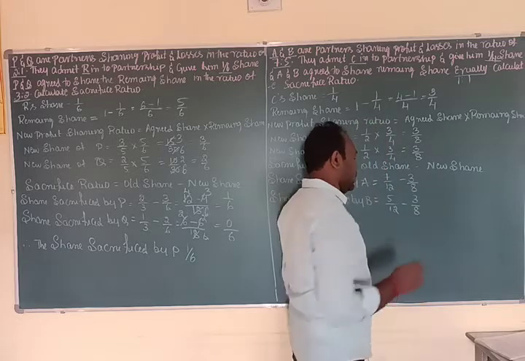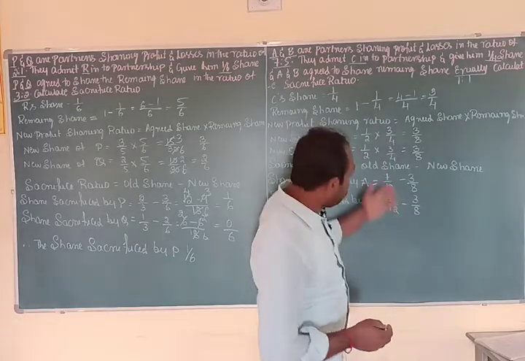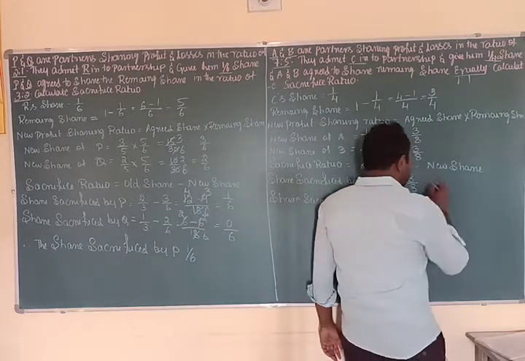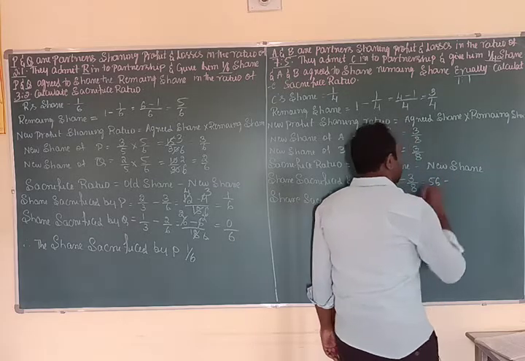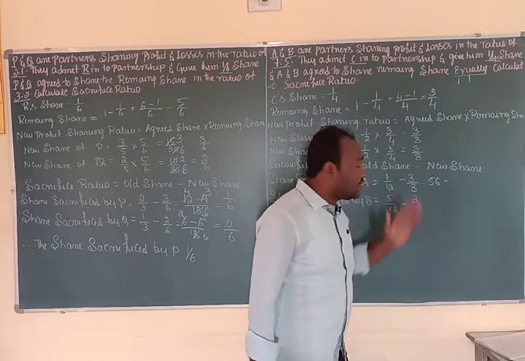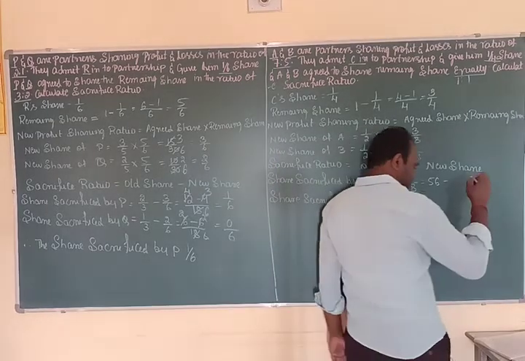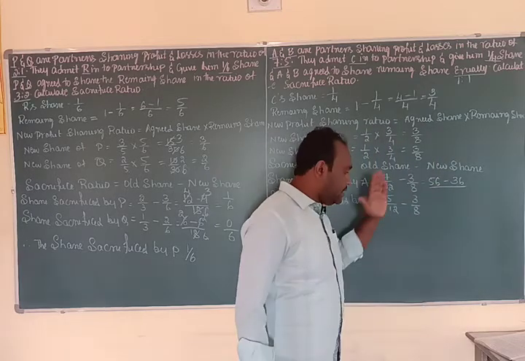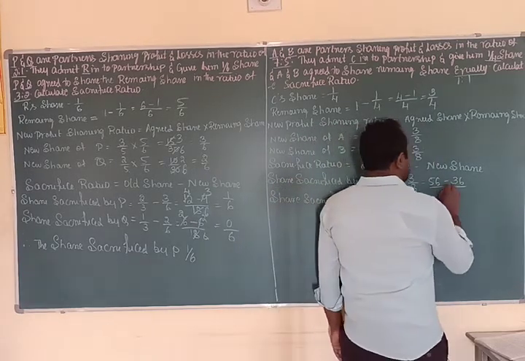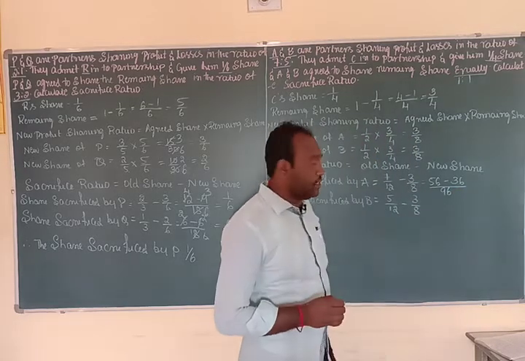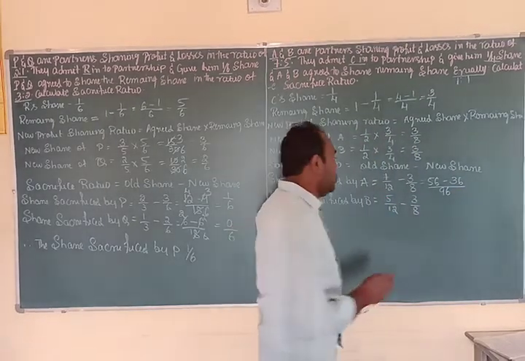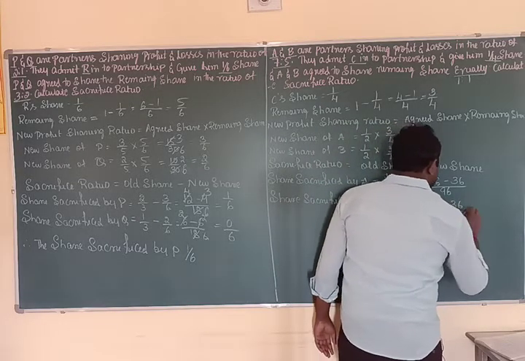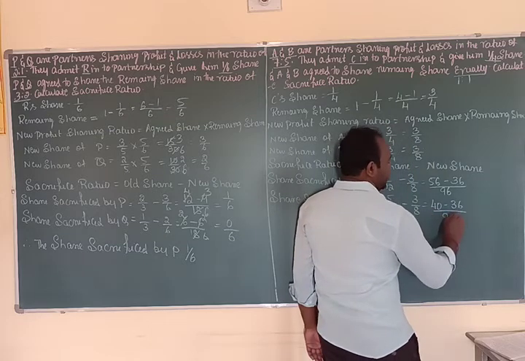Here we should take 7 8s, doing the cross multiplication: 7 8s are 56. Next, 12 3s are 36, divided by 12 8s are 96. Next, 5 8s are 40. 12 3s are 36, divided by 12 8s are 96.